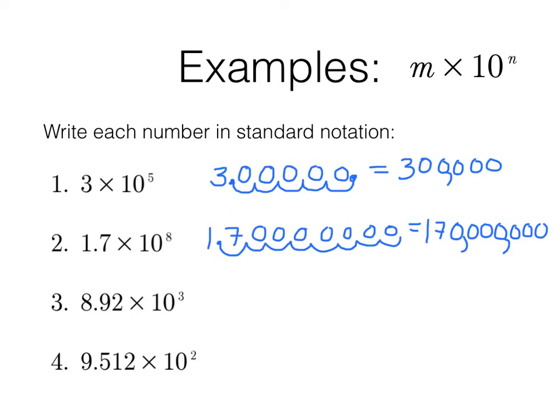Pause it. Try the next two. See how you do. I'm going to go ahead and power through and keep it going. 8.92, moving my decimal point 1, 2, 3 places, adding a 0 there. It's 8,920. No commas necessary.